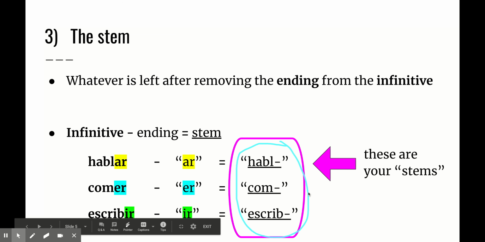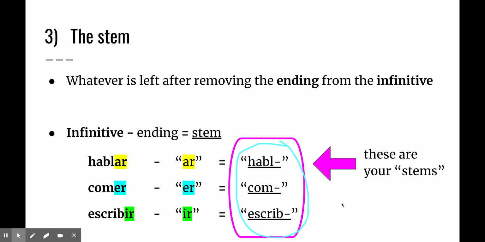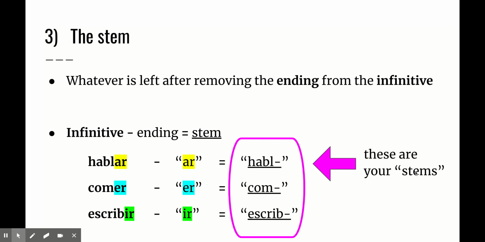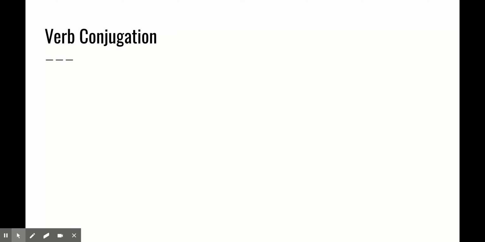These are your stems, guys. So please be aware of what a stem is. Please be aware of what this vocabulary is: the ending, the infinitive, the stem. Pay attention to those things. We're going to now practice using these three things by conjugating some verbs.